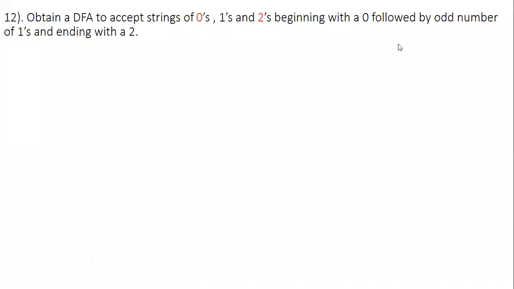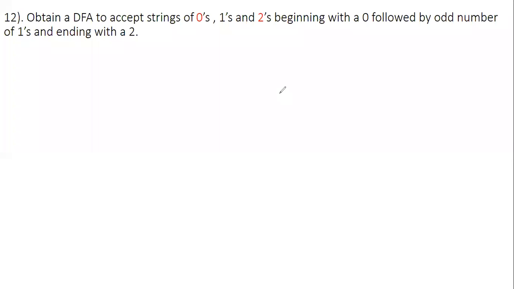Okay, students, so we'll go to question number 12. That is, obtain a DFA to accept strings of zeros, ones, and twos, beginning with a zero, followed by odd number of ones, and ending with a two. Okay, so observe it carefully.